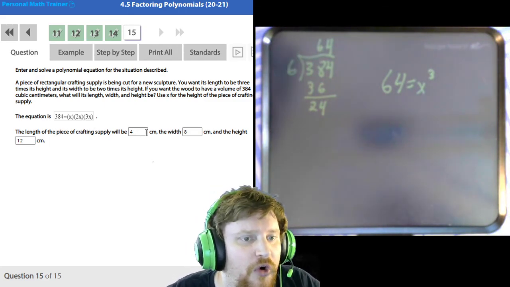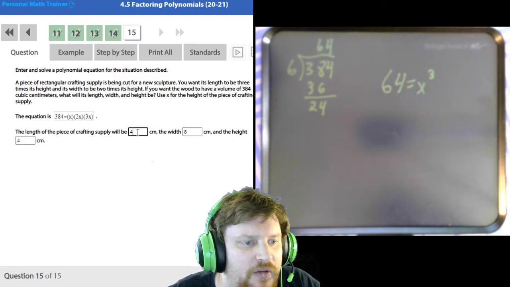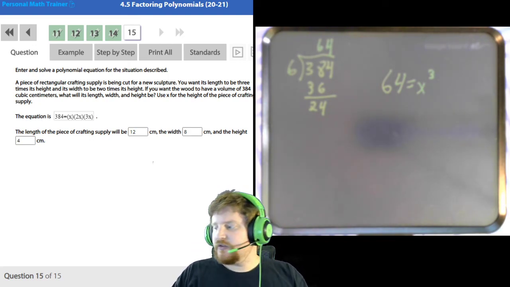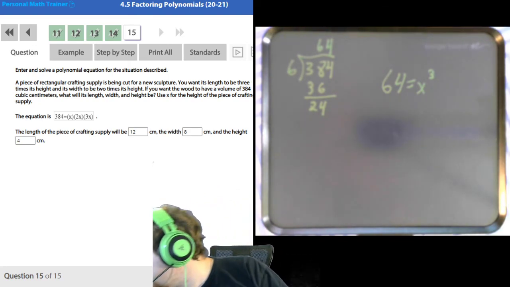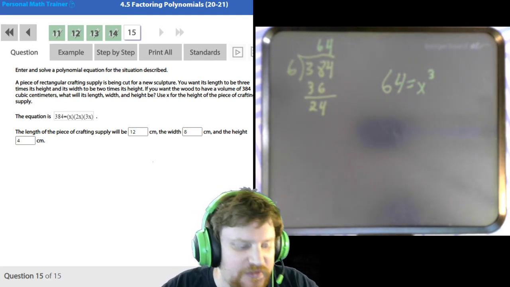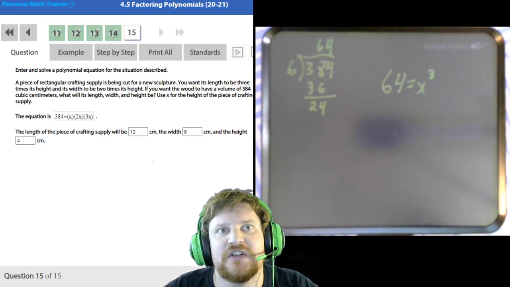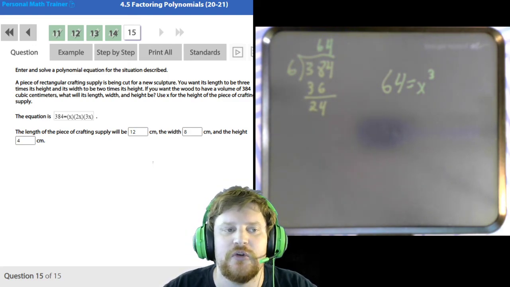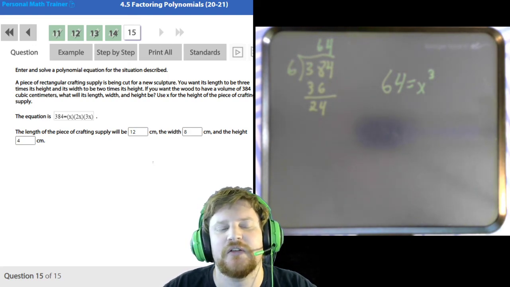Oh, they put the wrong order. The height is 4, the length is 12. They put them in a different order this time. So now I have all of the answers correct in about 35 minutes, which means you guys should be able to do this in about 100 minutes. And since I'm giving you more than that in class, you should have no issues doing all of these problems. So with that, Wildcats, good luck and enjoy.